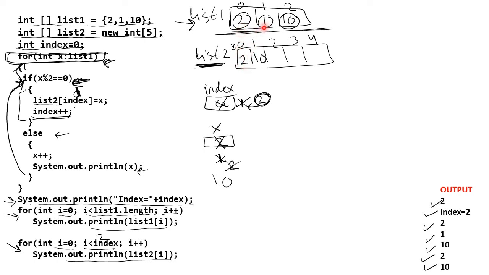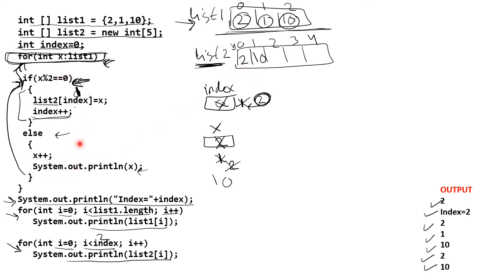1 is not even, that's why we go to the else and we say just increment x and do the output. So 1 is not even, I'm saving it in x and then I'm doing the output. Because 10 is even, we have to save it in the second array and we increment index. That's why index at the end is representing how many elements I have in my second array. I have only 2 elements.